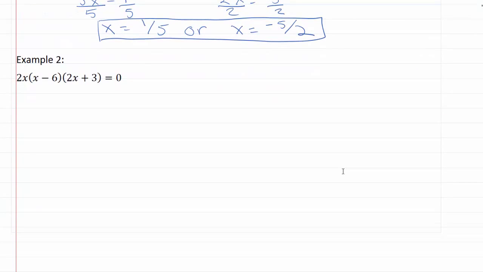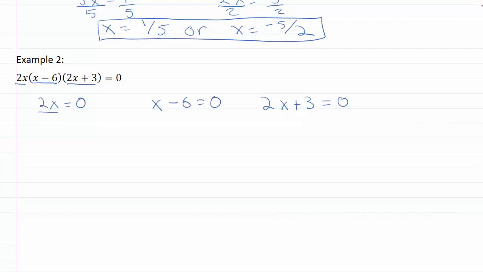So let's go ahead and look at our second example. Here we have 2x times x minus 6 times 2x plus 3 equals 0. So I've actually got three different factors right here. And again, I'm just going to go ahead and set each and every factor equal to 0. 2x equals 0, x minus 6 equals 0, and 2x plus 3 equals 0.